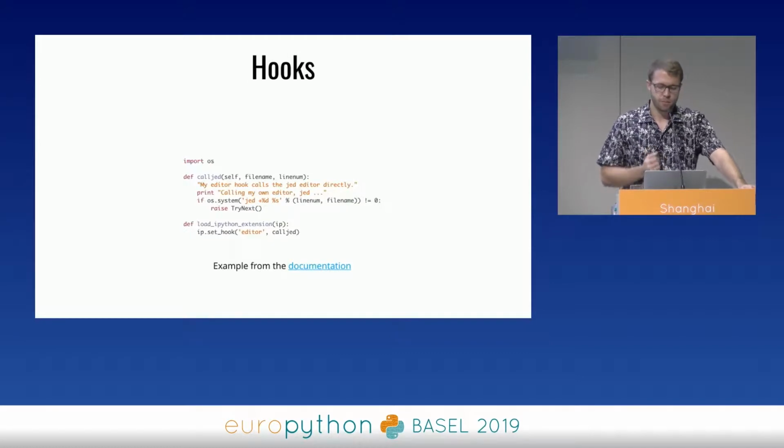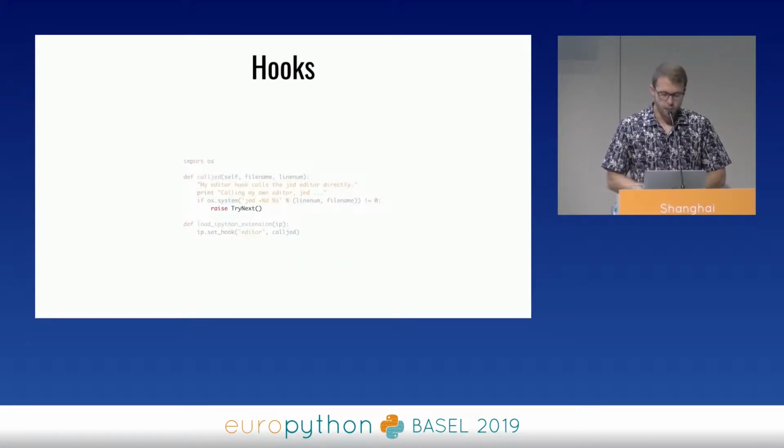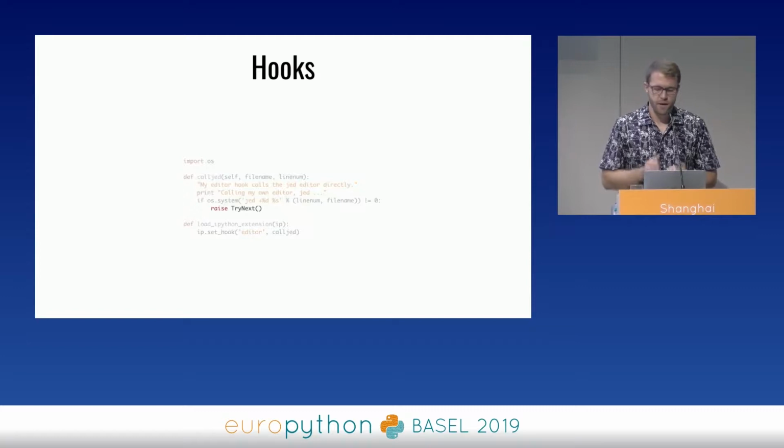So let's see an example of a hook. Here, we are registering our own function that will be executed when the editor is opened. This function will try to use the Jed editor instead of the default one. An interesting piece of code is this TryNext exception. It's used to indicate that this hook failed and IPython should try to use the next function. If for some reason there was a problem with the Jed editor, IPython will try to open another editor instead of failing.